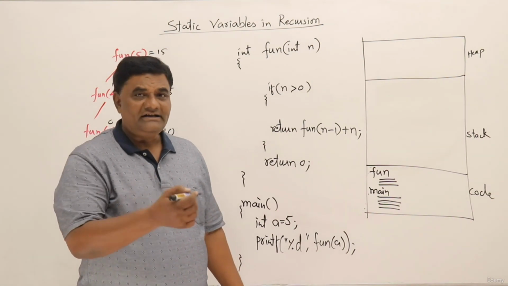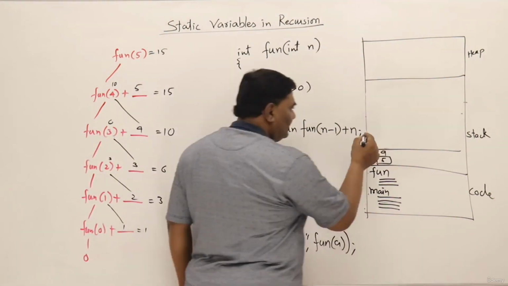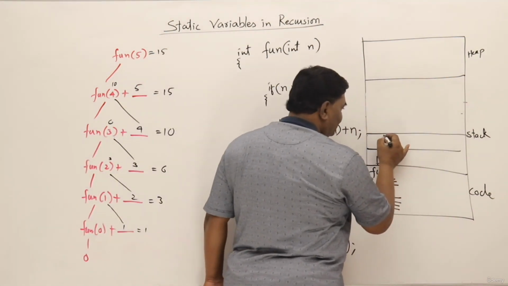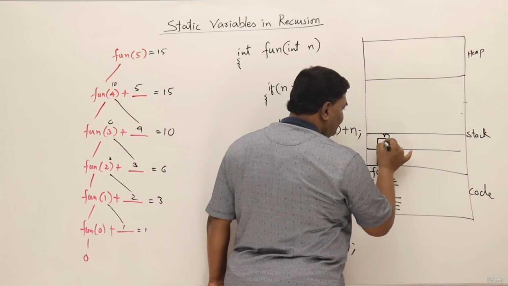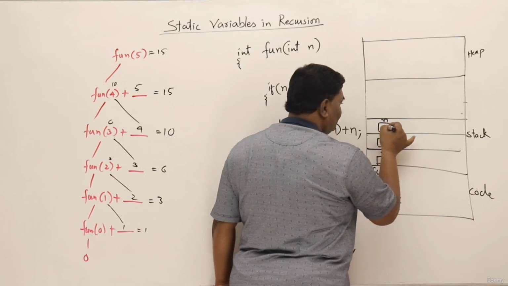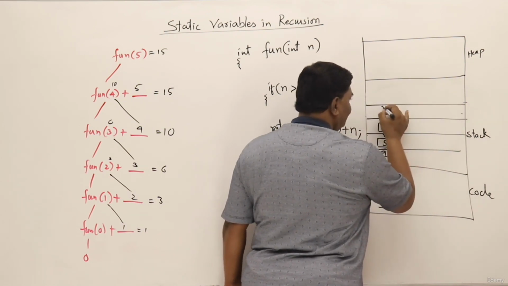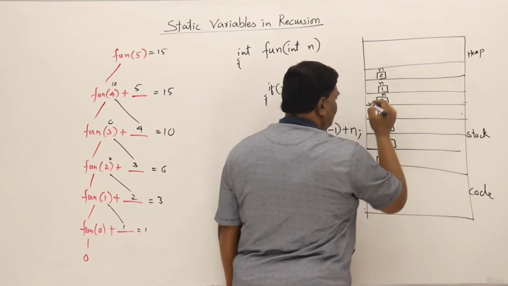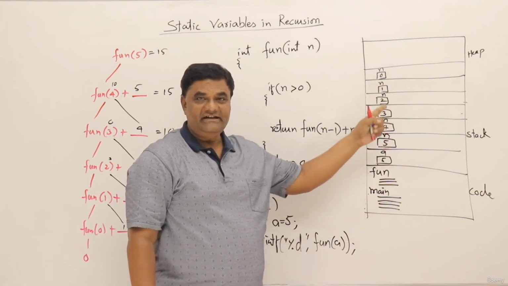Now let us see how the activation records are created. Then the activation records for fun will be created. Value of n will be 5. Then value of n will be 4. Value of n will be 3. So this is how the stack is created.